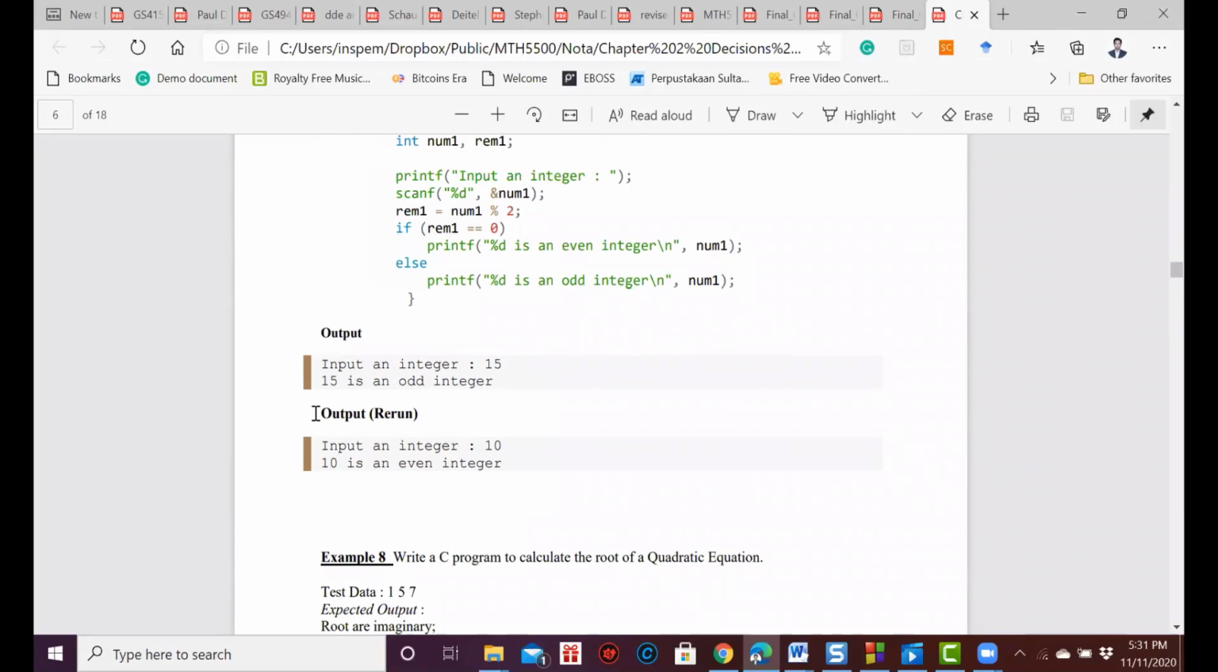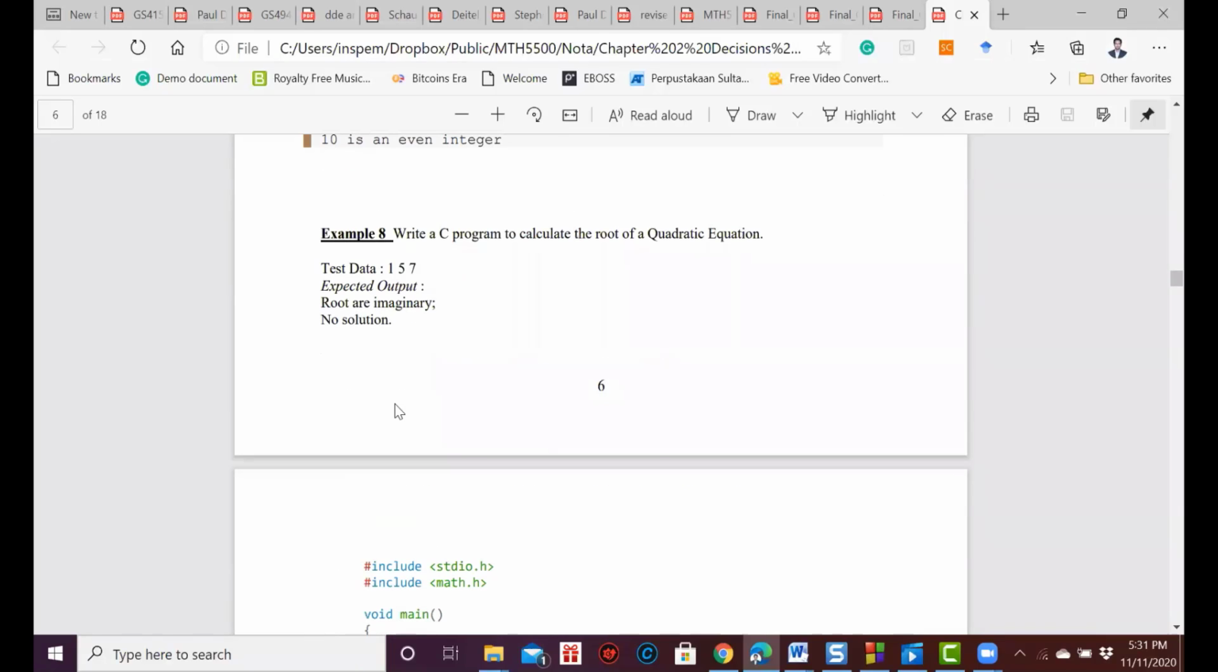So input integer 15, 15 is odd, and then input integer is 10, 10 is even. Okay, so 15, yeah, 15 is odd. Okay, now finish.